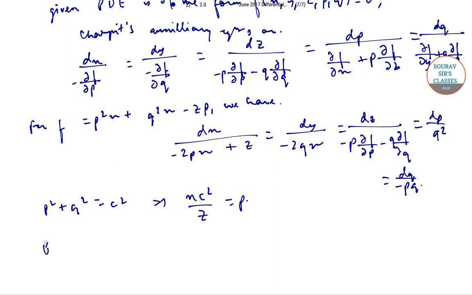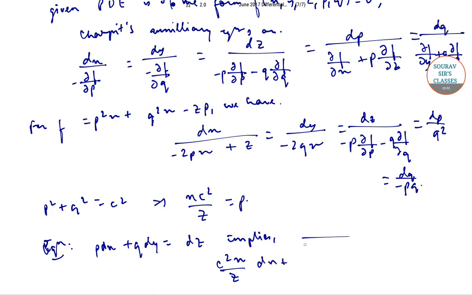Then the equation p dx + q dy = dz implies (c²x/z) dx + √(c² - c⁴x²/z²) dy = dz.